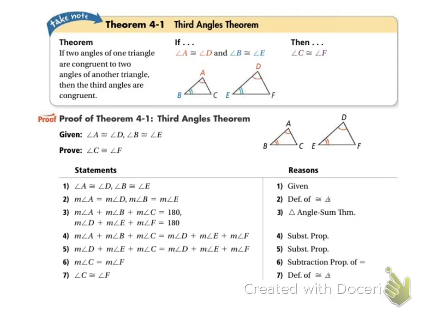Okay, the third angles theorem. This says if I know that 2 angles are congruent in triangles, so B is congruent to E and A is congruent to D, then I know that C is congruent to F. And I'm not going to go through the proof right now, but basically we take the fact that they add up to 180, and then I can substitute in and subtract things off.